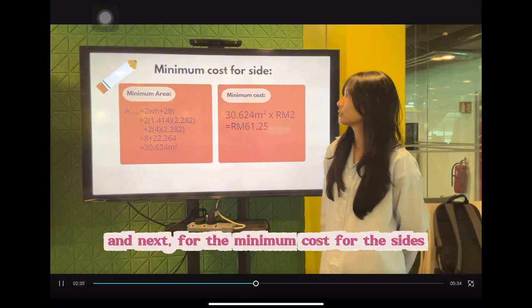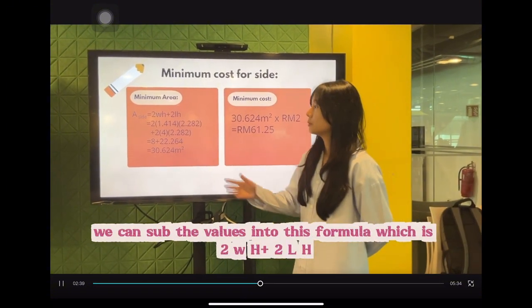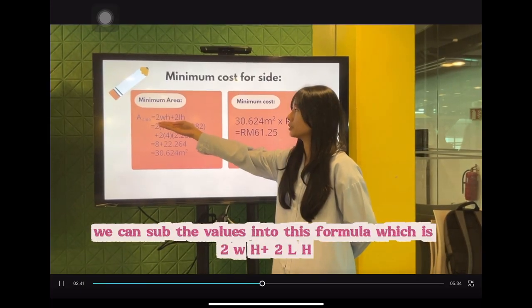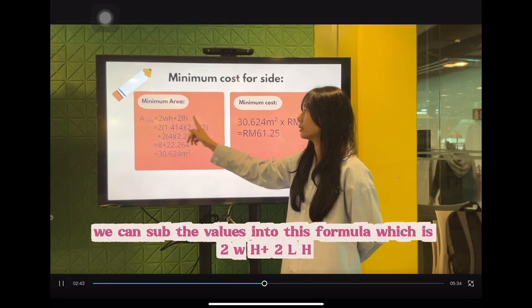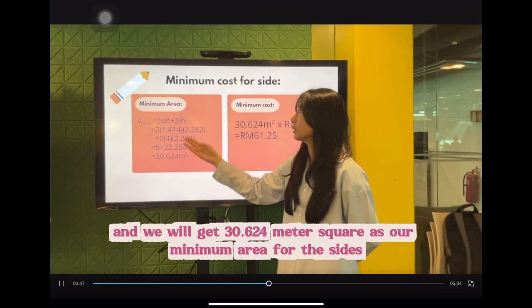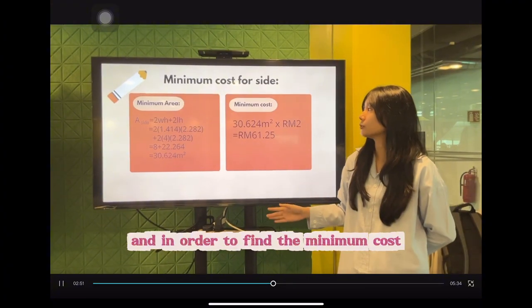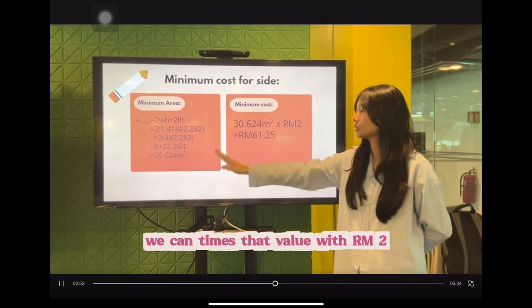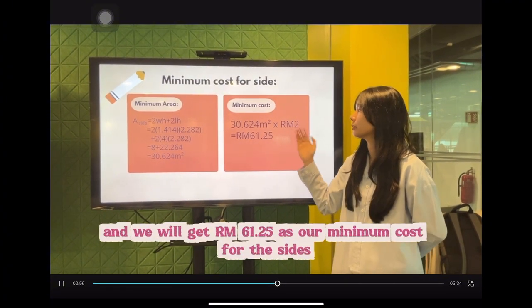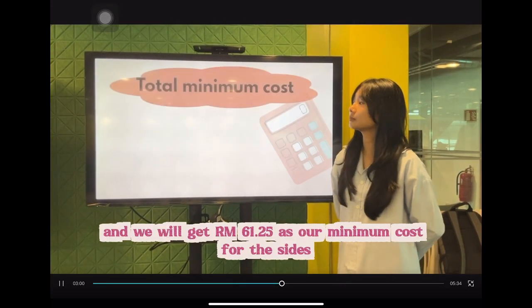And next, for the minimum cost for the side, we can substitute the values into this formula, which is 2WH plus 2LH, and we will get 30.624 meters squared as our minimum area for the side. In order to find the minimum cost, we can multiply that value by RM2, and we will get RM61.25 as our minimum cost for the side.